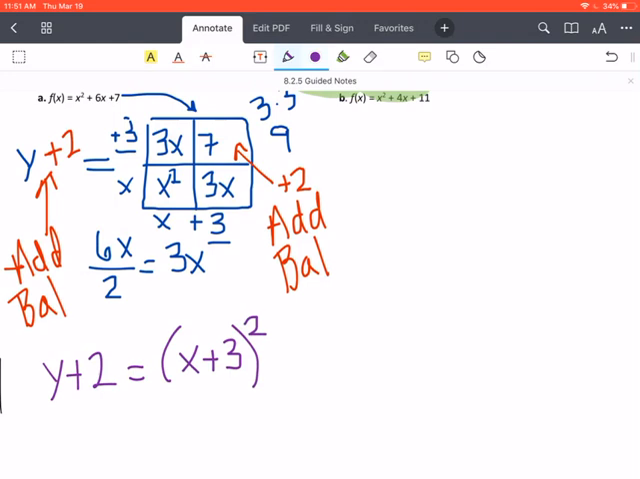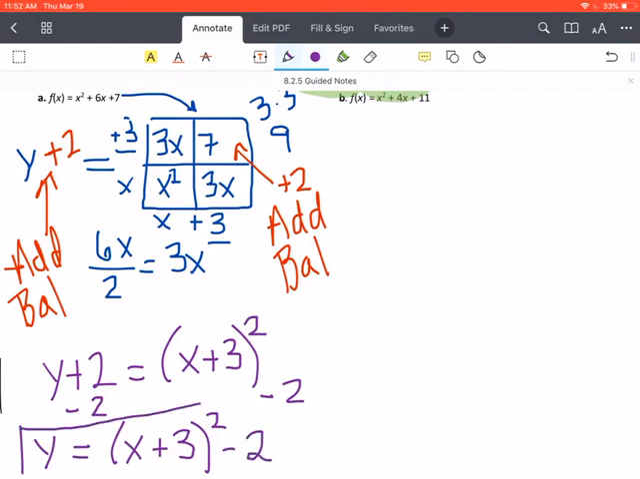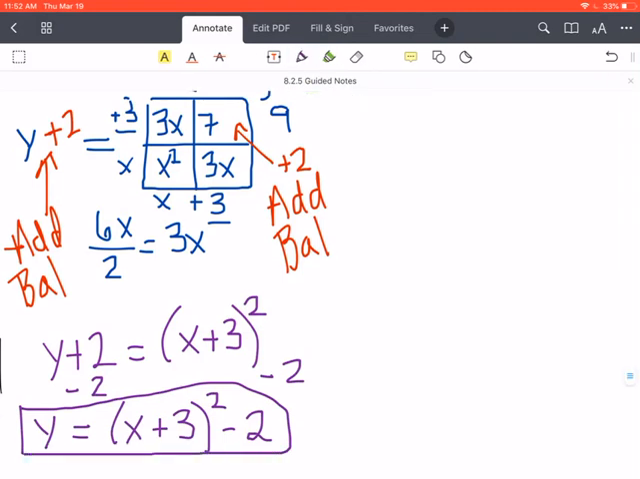Now the final step, the easiest step, is to get y by itself, so you're always just going to move your unit that you have to the other side by undoing the operation. So the graphing form is y equals x plus 3 squared minus 2. So this is the answer I'd be looking for if I said put it in graphing form. So go ahead and maybe label that in your notes.